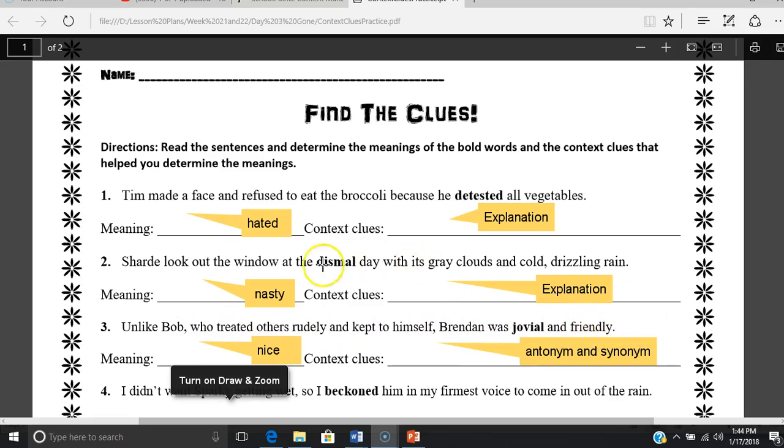Yes, still makes sense. Let's try nasty in this spot. Shard looked out the window at the nasty day with its gray clouds and cold, drizzling rain. Yes, that makes sense. Let's go up here. Tim made a face and refused to eat broccoli because he hated all vegetables. Yes, that makes sense. So I have successfully figured out the meanings to each of these bolded words by using the different context clue strategies that we discussed.